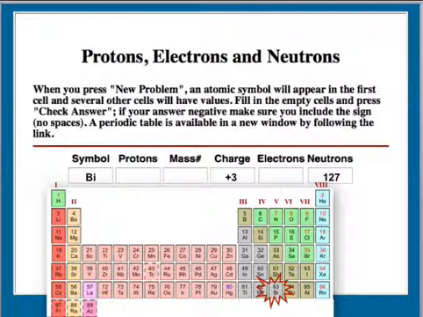If the atomic number is 83, how many protons? 83. If we have 127 neutrons and 83 protons, what's our mass number? Add them together. And finally, if we have a charge of +3, that means we have 3 extra protons, don't we? If we have 3 extra protons, that means we must only have 80 electrons.